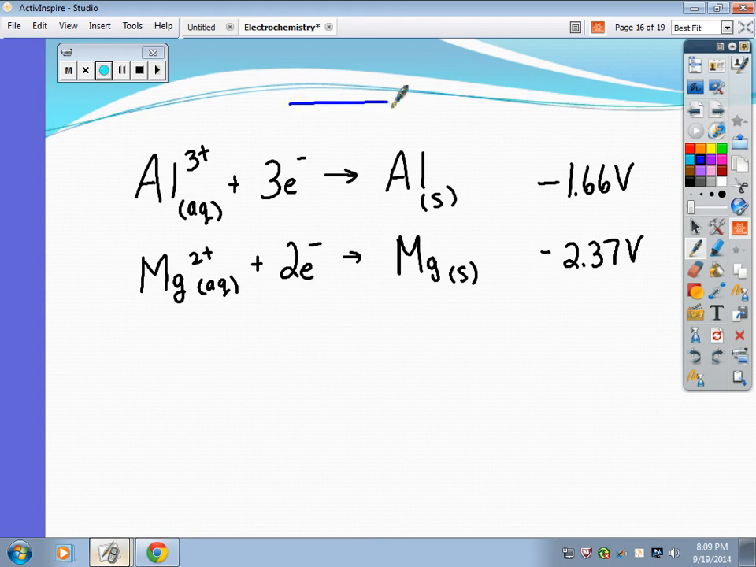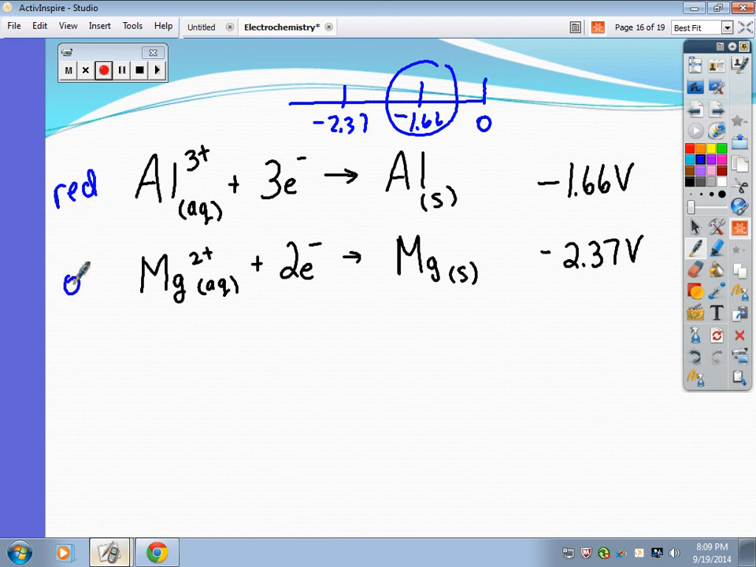Uh-oh. So here's a number line. Here's 0. Here's negative 1.66, and here's negative 2.37. So think about it. Which one's closer to 0? If you said this, then that's correct. So the larger value is the one being reduced, and there's nothing that's positive, but it's closer to 0. This is reduction, and this is oxidation. So reduction is the closer to 0 value, the larger value.